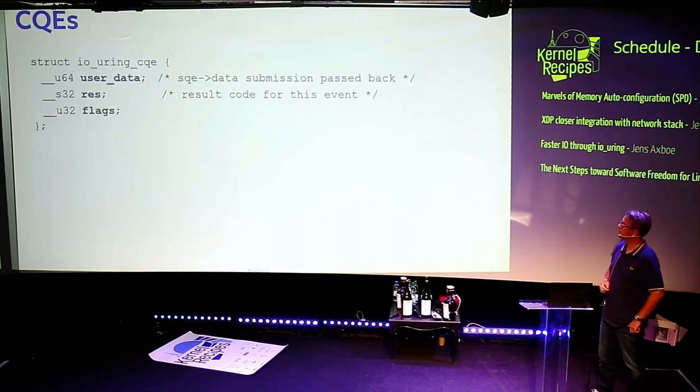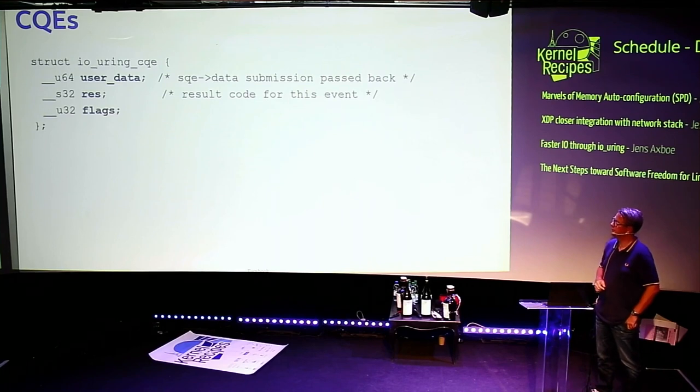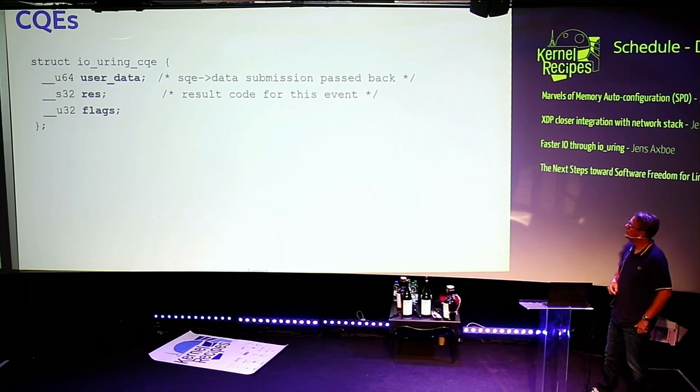CQEs are much simpler. The first field is the user data that you submitted at IO time. And then there's a res field, which is basically just the return from the operation. So similar to if you did a read on a file descriptor and it returns 4K, it'll be 4K in there, or a negative error value. And finally, flags, which are not used.